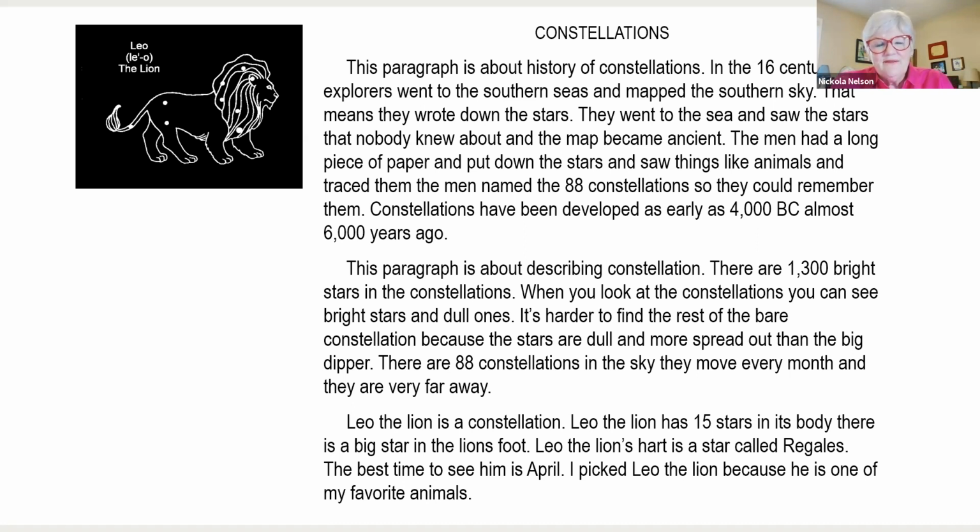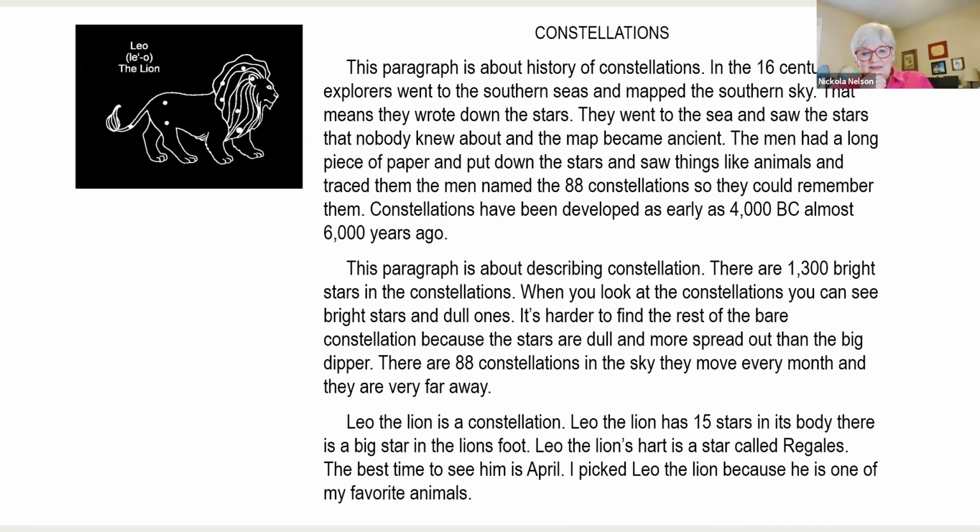You see, we could have done some more editing here, but you always run out of time. Constellations have been developed as early as 4000 BC, almost 6,000 years ago. This paragraph is about describing constellations. And it goes on. Leo, finally it ends.